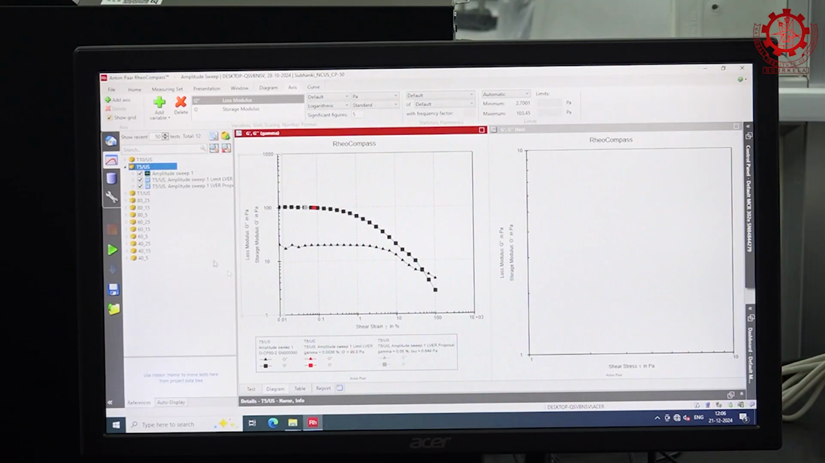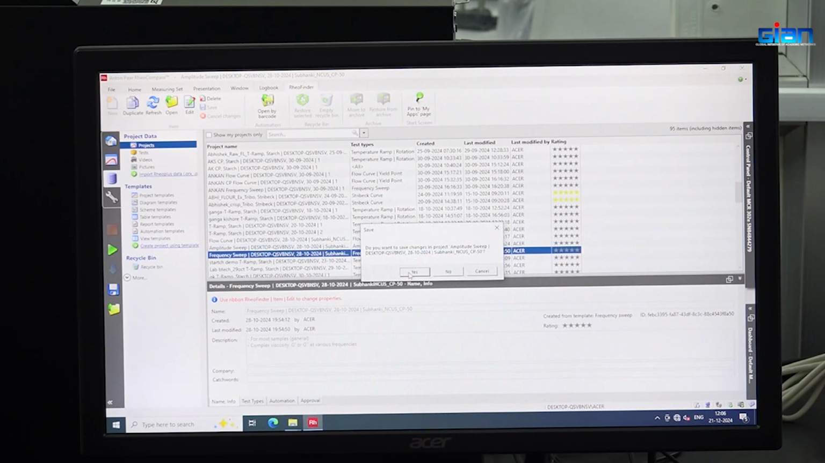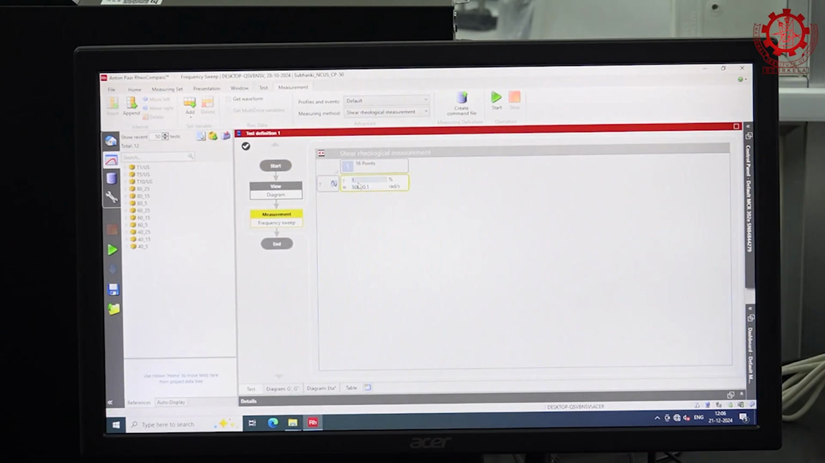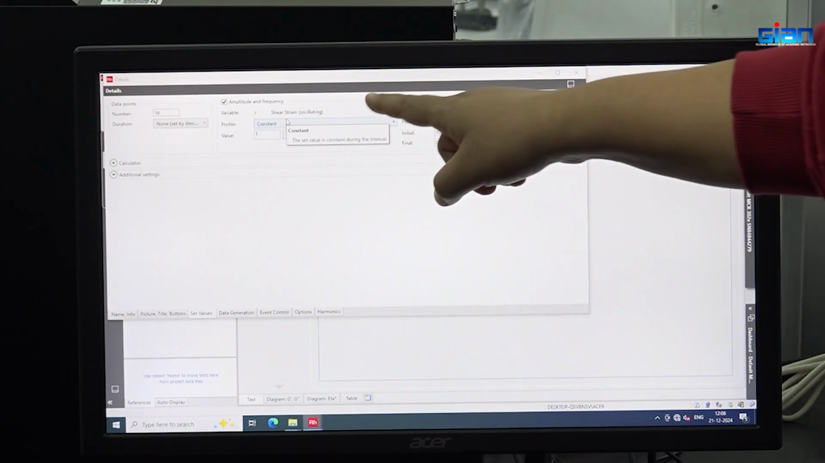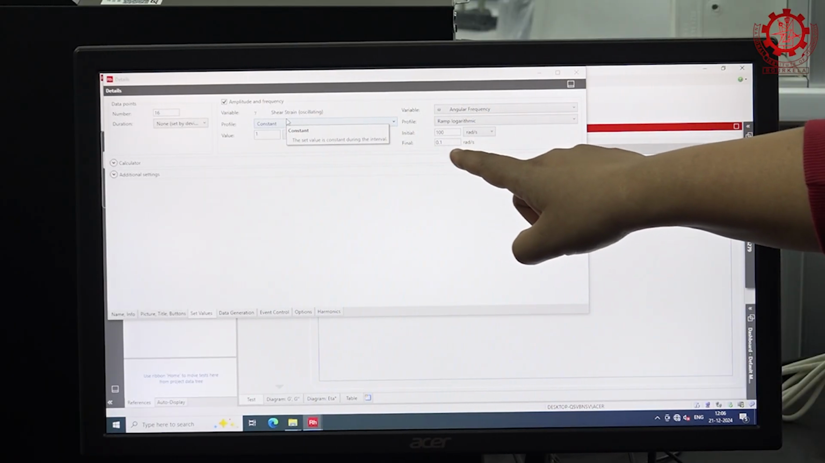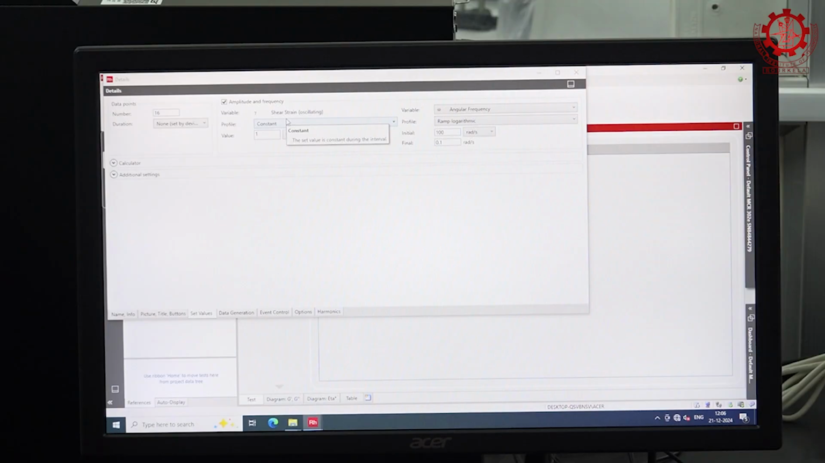I'll show you a diagram for the frequency sweep. In the frequency sweep test, in the amplitude sweep our frequency was constant and we were varying the strain. So here we got the LVR region strain. Now we'll keep that strain constant and vary the angular frequency from 0.1 radian per second to 100. We'll increase the frequency from 0.1 to 100.